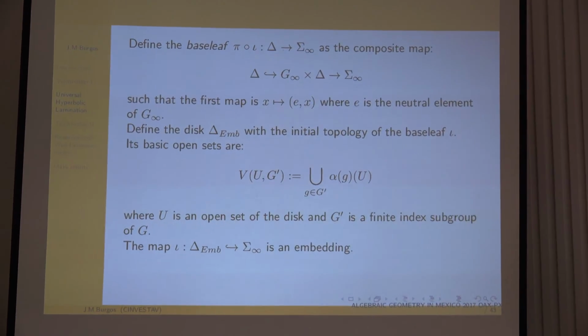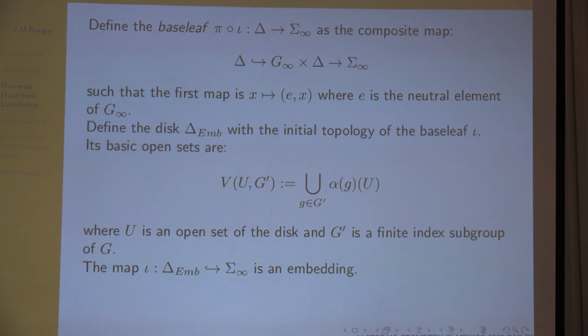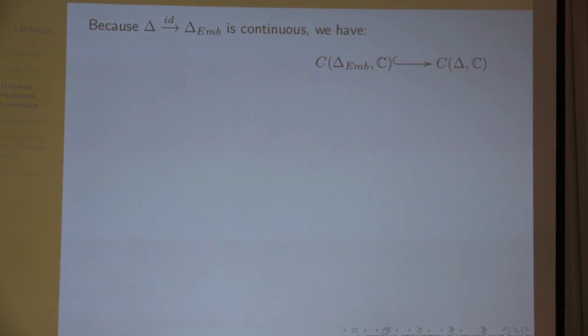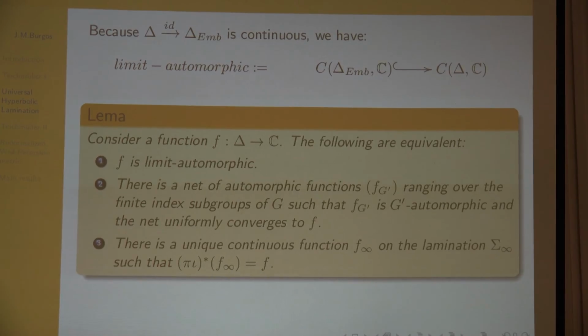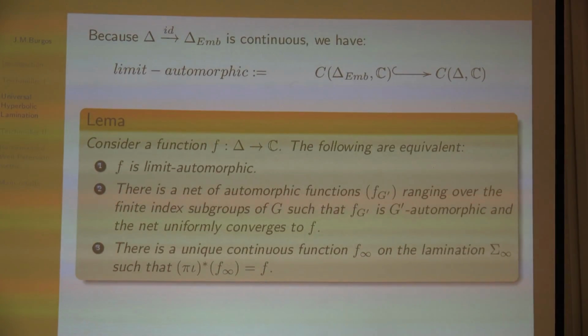Well, and by definition, with this topology, the base leaf is an embedding, and because the identity map is continuous, we have an embedding of the continuous functions of the embedded disk into the continuous functions of the disk, and this will be called the limit automorphic functions. And what are limit automorphic functions good for? They are good for the following.